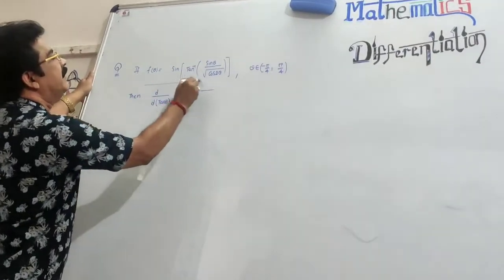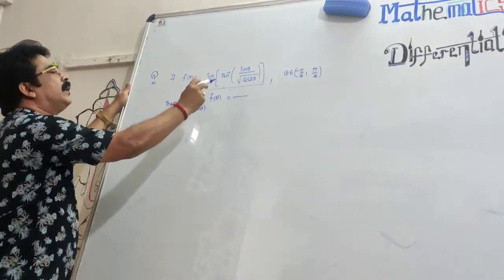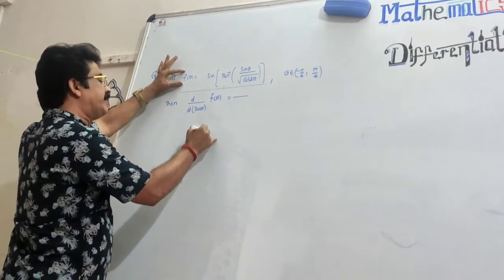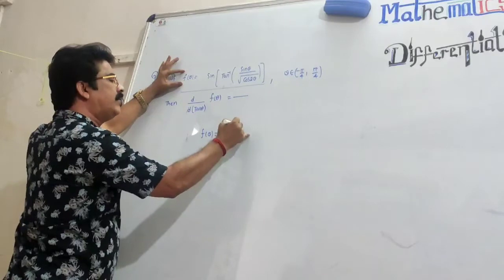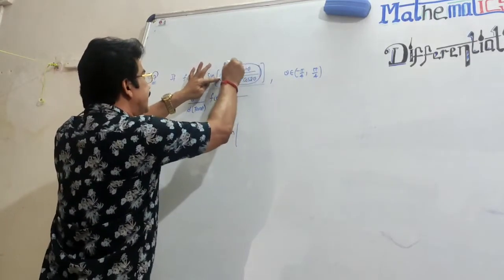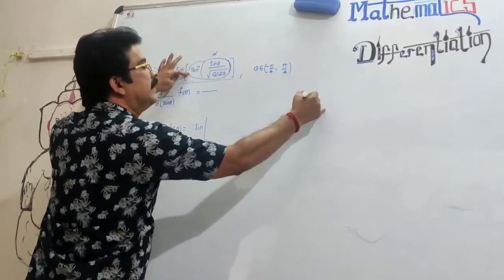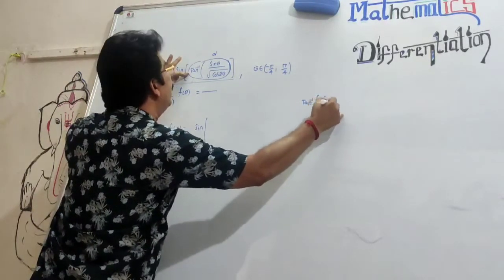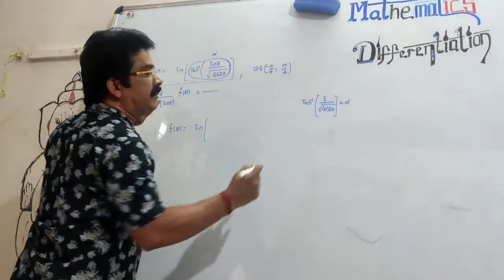F of theta is given as sine of tan inverse of sine theta by root of cos 2 theta. First we simplify f of theta. F of theta is equal to sine of something. Let it be alpha. Rough work: tan inverse of sine theta divided by root of cos 2 theta is equal to alpha.